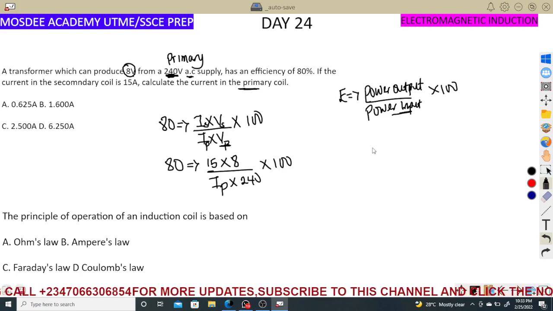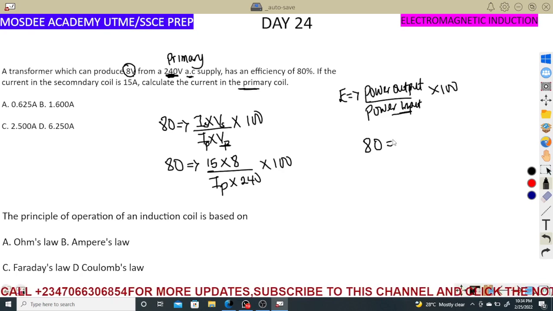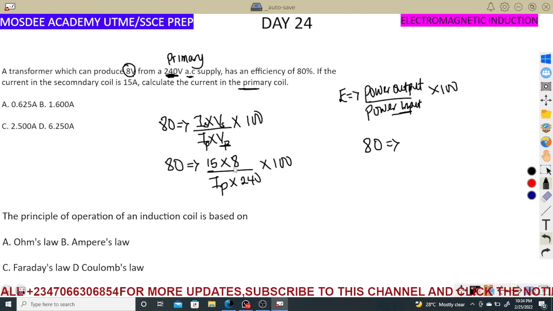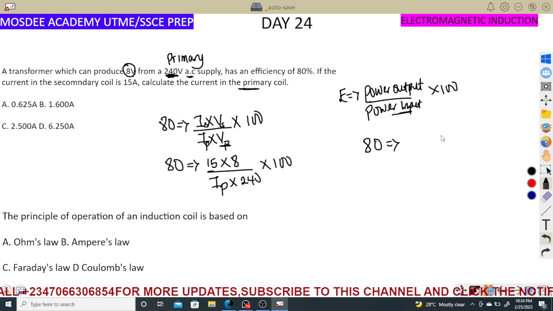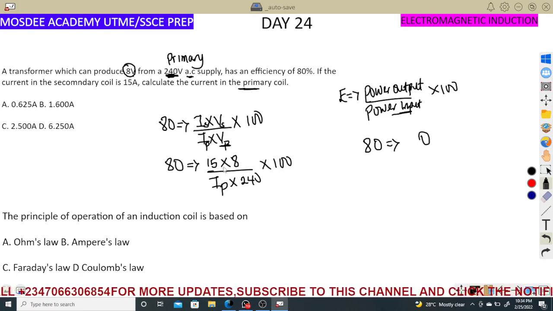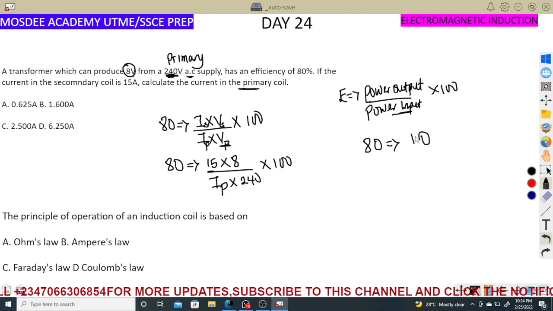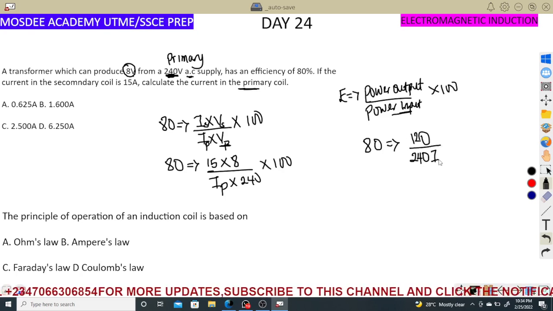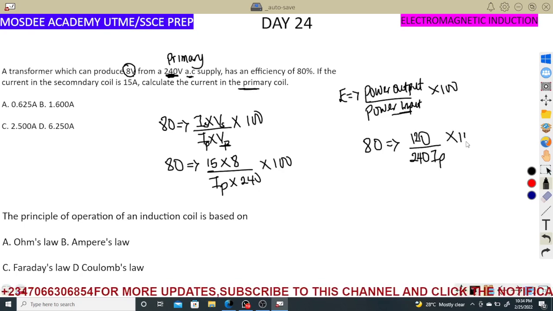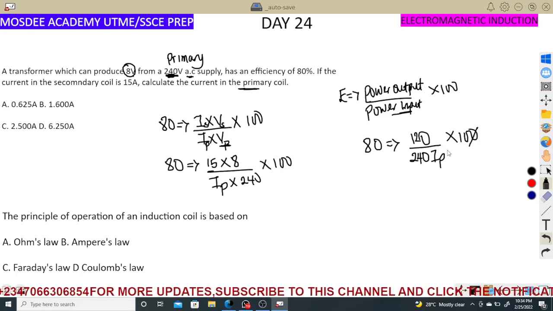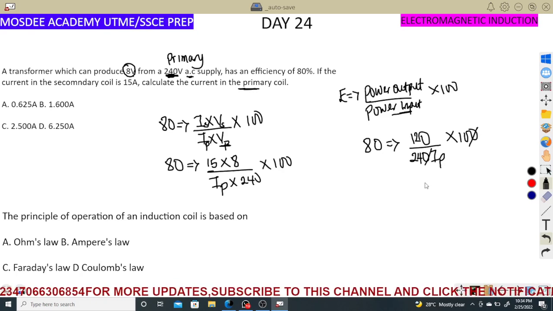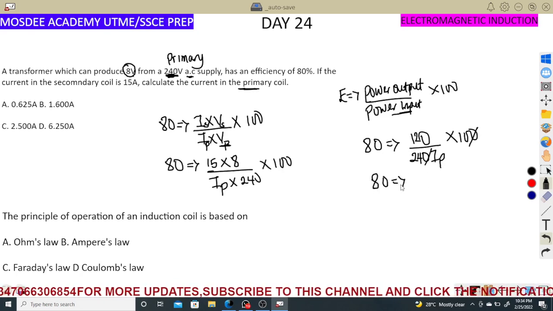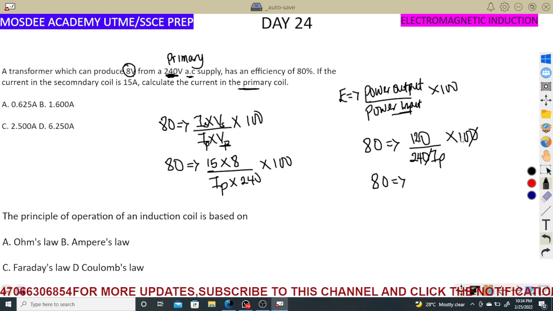Look at me now. As a beginner, 80 equals 15 times 8. That's 120. 8 times 5 is 40. I write 0, I keep 4. 8 times 1 is 8, plus 4 is 12. Over 240 IP times 100. Now, for somebody that knows how to cancel, you can cancel 0 with 0. Look at the beginner version. Normally I won't solve like this in the exam, but it's 120 times 10.